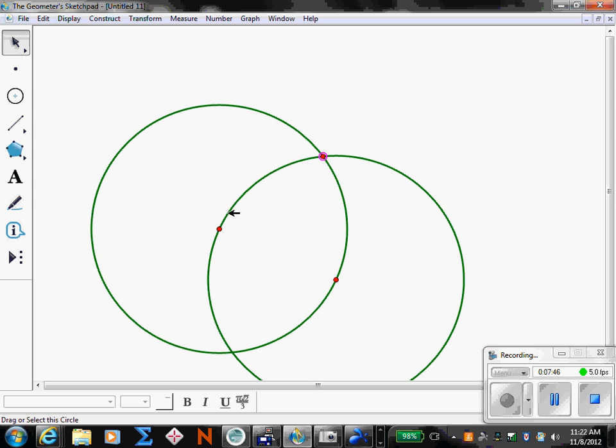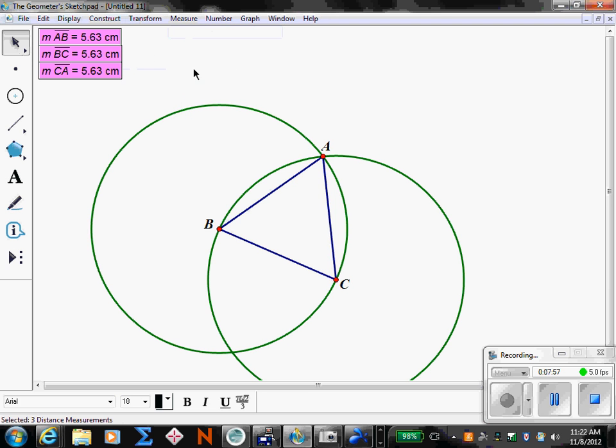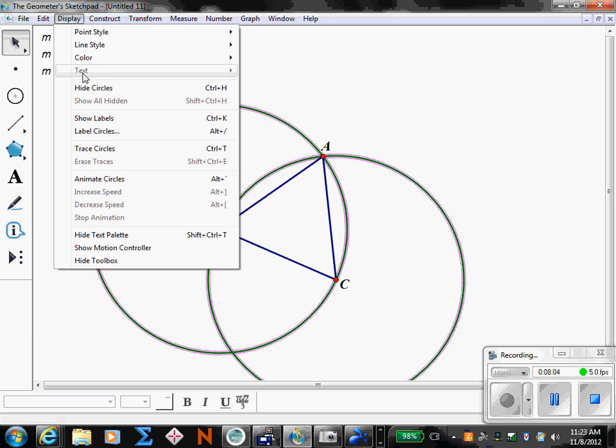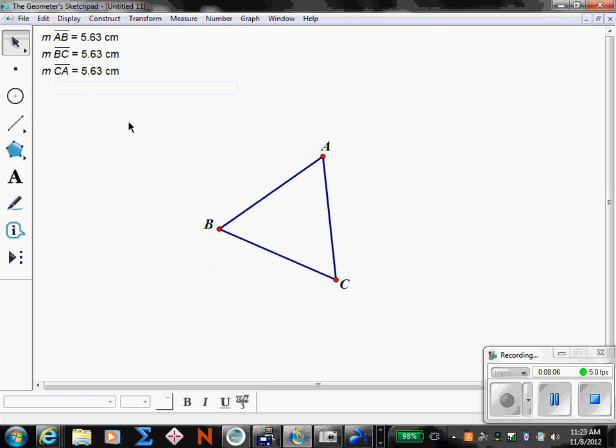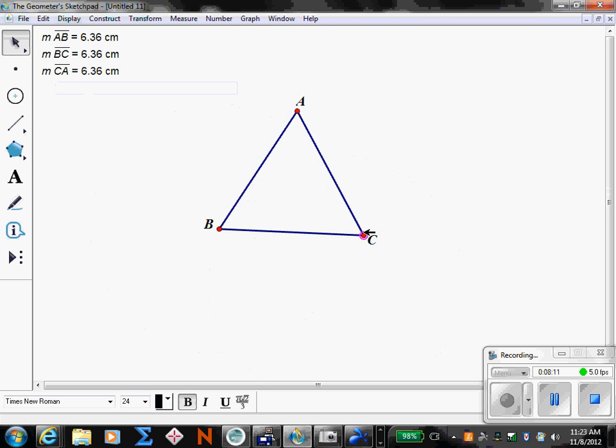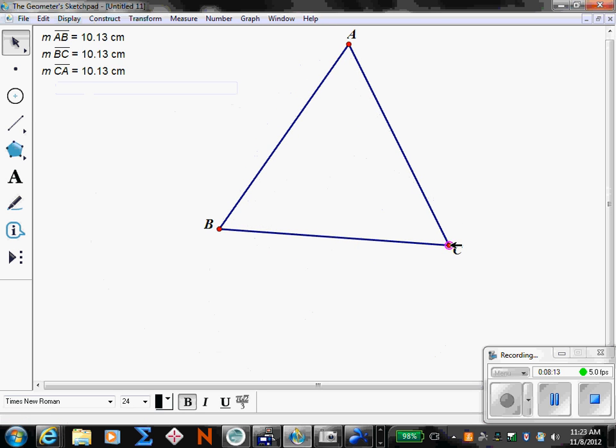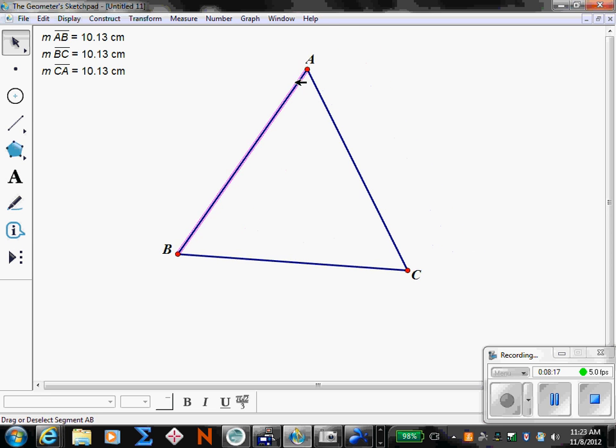So now I highlight the points and I can construct segments. Let's go ahead and measure them while they're highlighted. And I'm going to hide my circles. Okay, so I have my equilateral triangle. I can move it around, it stays equilateral. Now I'm going to measure the angles.